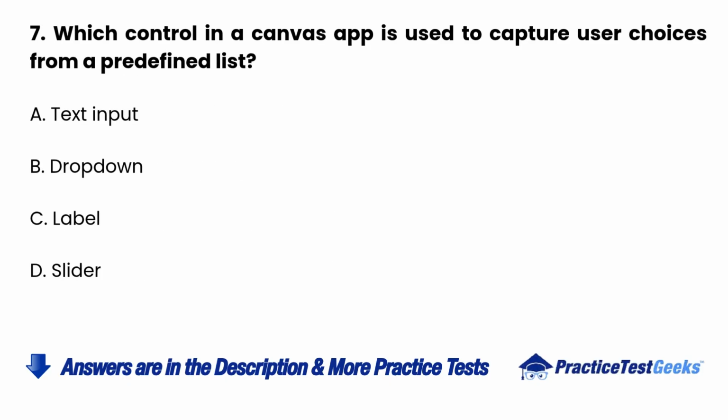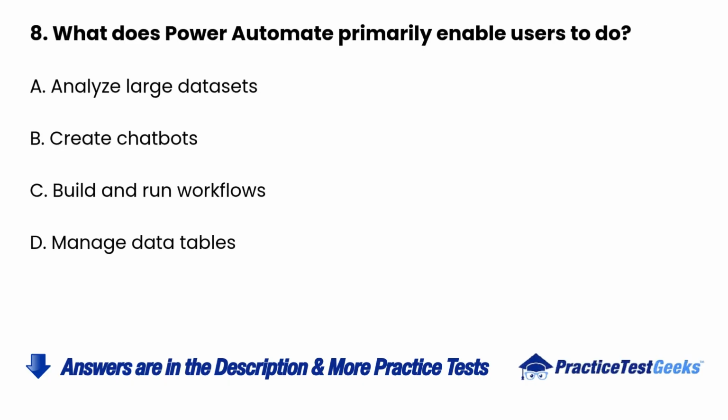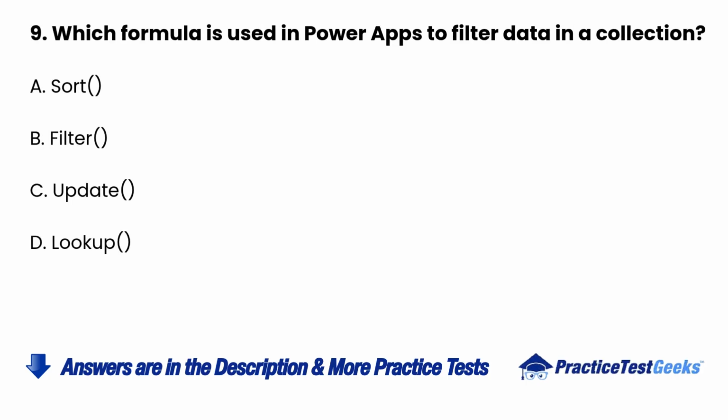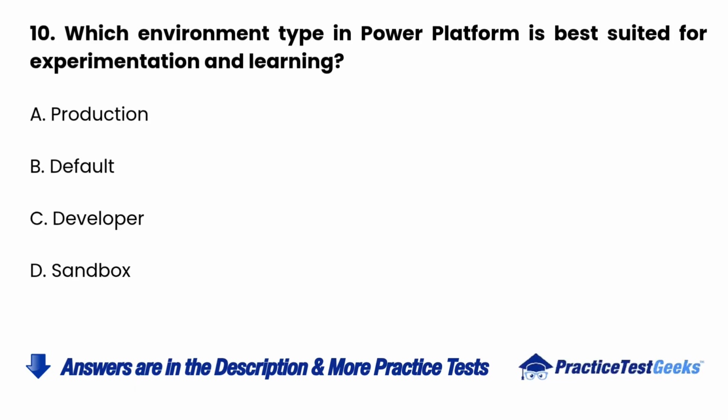7. Which control in a Canvas app is used to capture user choices from a predefined list? A. Text input. B. Drop-down. C. Label. D. Slider. 8. What does Power Automate primarily enable users to do? A. Analyze large datasets. B. Create chatbots. C. Build and run workflows. D. Manage data tables. 9. Which formula is used in Power Apps to filter data in a collection? A. Sort. B. Filter. C. Update. D. Lookup.